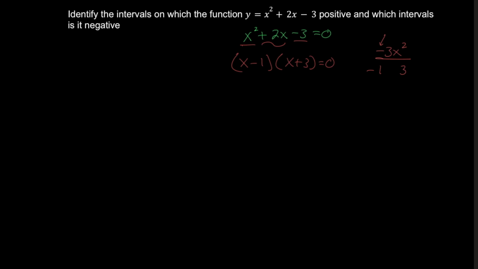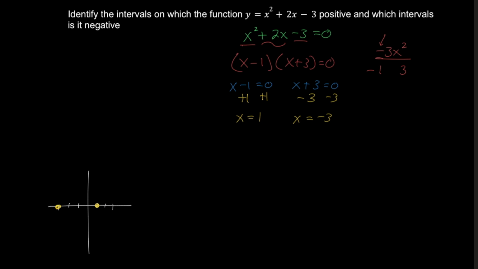Now I'll apply the zero product property, setting each factor equal to 0 and then solving each equation. So I will add 1 to both sides, giving me x equals 1, and subtract 3 from both sides, giving me x equals negative 3. So at this point, I can get a little picture of this graph with x-intercepts at 1 and at negative 3.